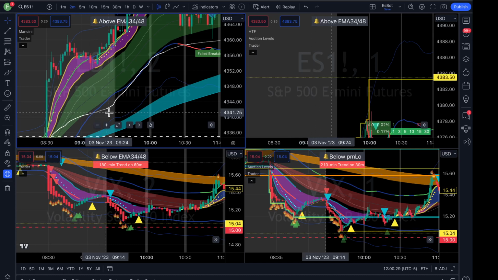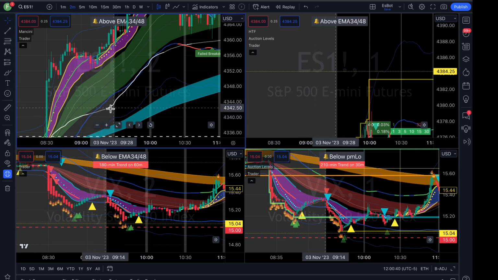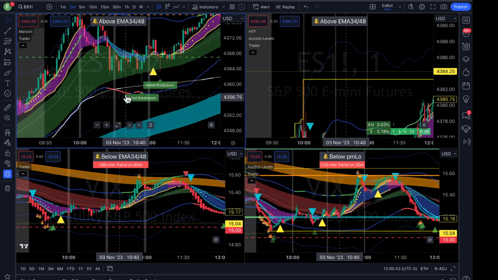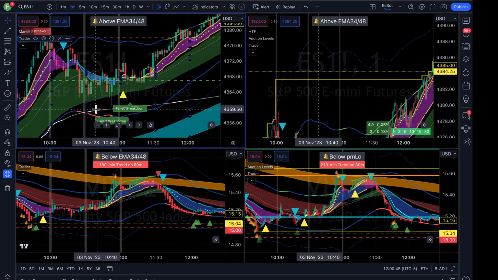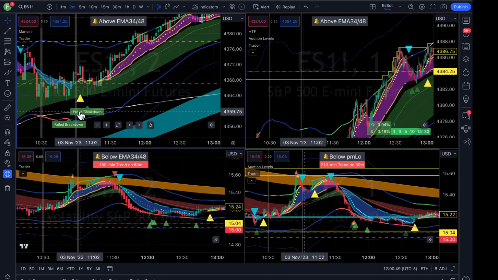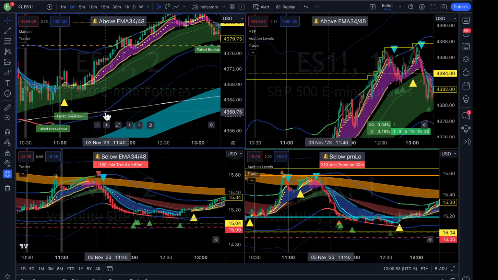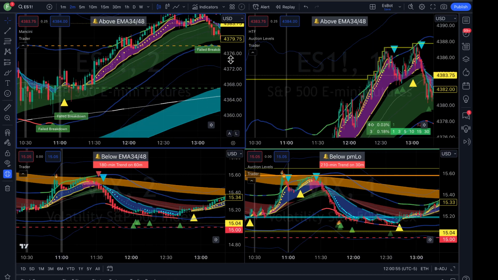So when that happens, I make it dull, I make it gray. This is saying that it's consolidating, based on that math, for another move to the upside. So when you see a gray VWAP, you want to be careful to get into a move because it's still consolidating.